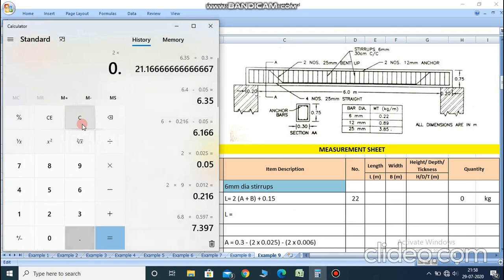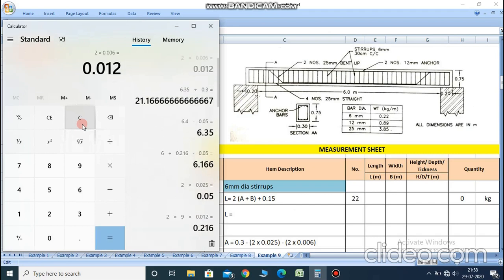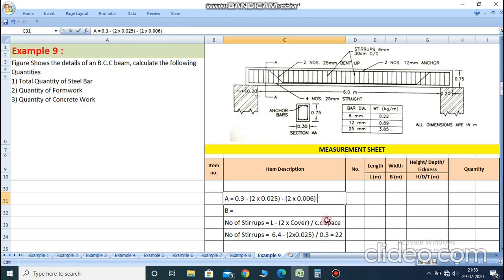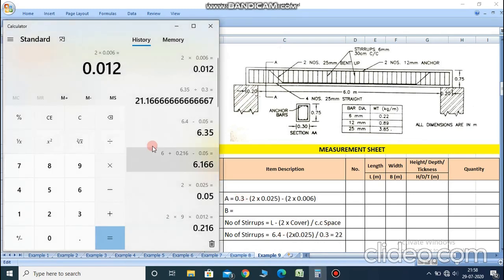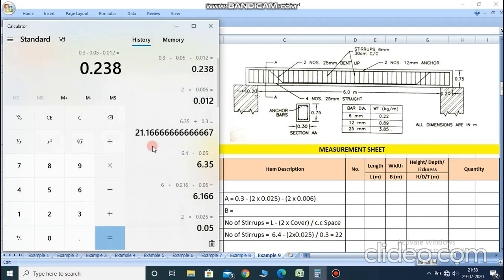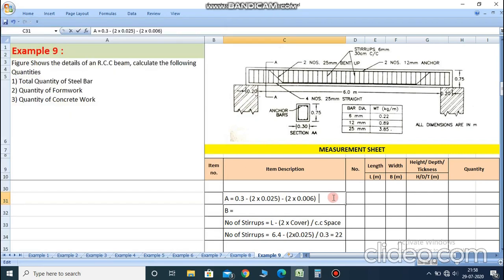So two multiplied by 0.006, it's 0.012. So A is equal to 0.3 minus 0.05 minus 0.012. So we got 0.238. It's the answer of value A.